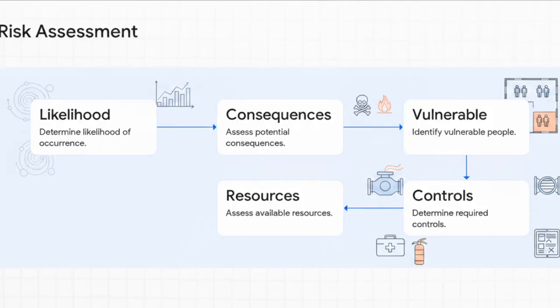For our gas release, we follow these 5 sequential steps to conduct an emergency risk assessment. First up, determine the likelihood. Like, how often do we actually handle this chemical? Second, assess the consequences. Is it toxic? Is it flammable? Both? Third, identify vulnerable people. Who's working in that specific wing of the building? Fourth, determine the required controls, such as ventilation shutoffs. And fifth, assess our available resources. By just filling out these 5 simple steps, we have systematically mapped out the exact profile of our chemical threat.